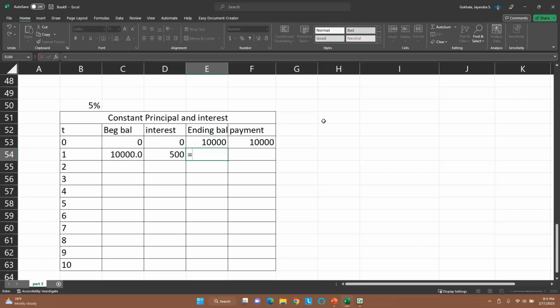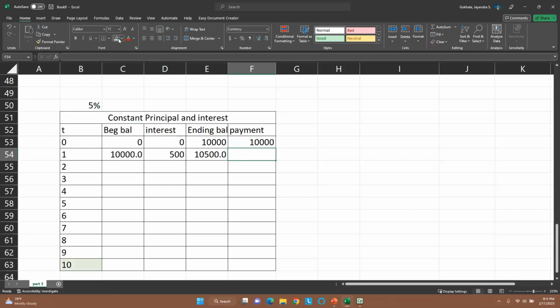And then what we do is sum the beginning balance, interest, and the payment to get an ending balance. What's happening here is this $10,000 has been divided into these 10 constant payments. 10, the number, is coming from here. That's the life of the loan.